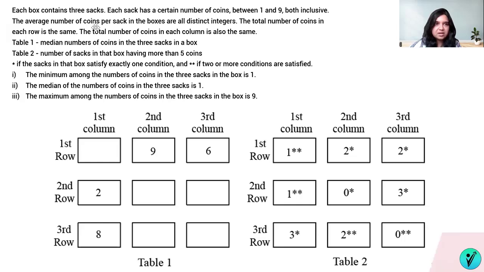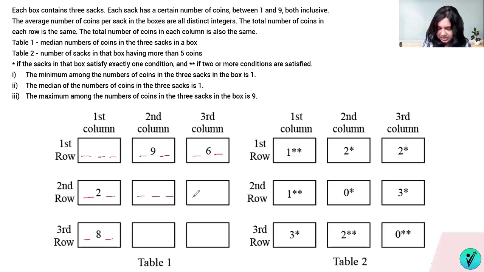So just a few things that are mentioned in the previous slides itself, just writing it down in short over here. Each sack has a certain number of coins between 1 and 9, both inclusive. There are 3 sacks. The average number of coins per sack in the boxes are all distinct integers. Now let's write this down. So we have the average number of coins as distinct integers. That means what could be the averages of these? Each box contains 3 sacks, so we know that. So each of the boxes has 3 sacks.